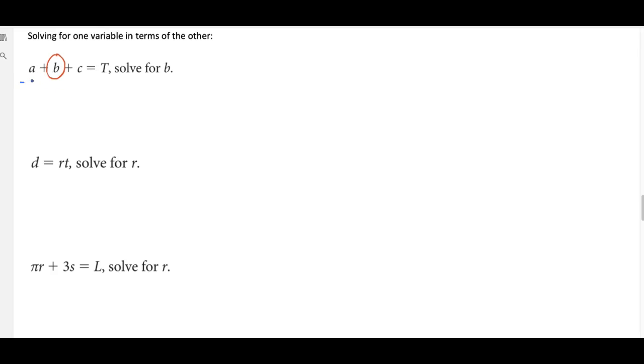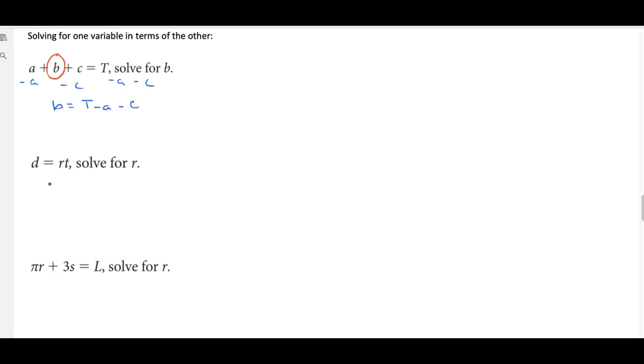So I'm going to say minus a, minus a, minus c, minus c, on both sides. And so I'm left with b equals t minus a minus c. That's a terrible c. I'm going to redo that. So that is all it is, and that's solving for one variable in terms of the other.